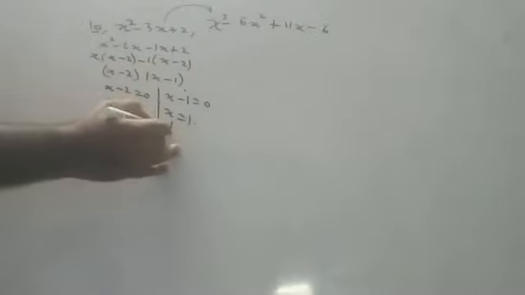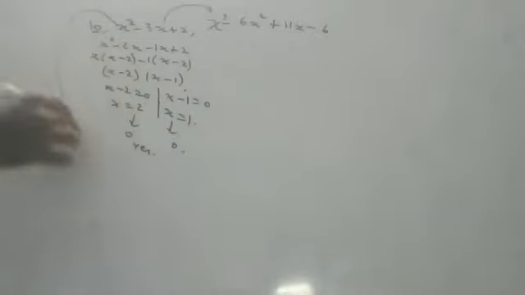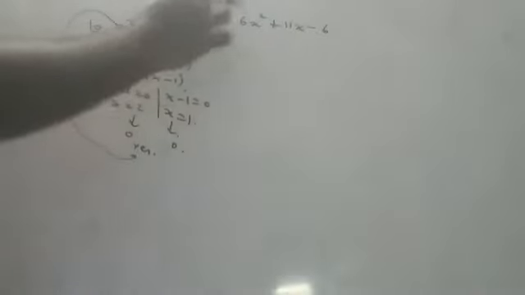Substitute once 2, once 1. In both cases, if you get 0, yes, it is a factor. Who is a factor? This is a factor. Okay, you have to substitute both, children. First 2 you substitute, all of you.